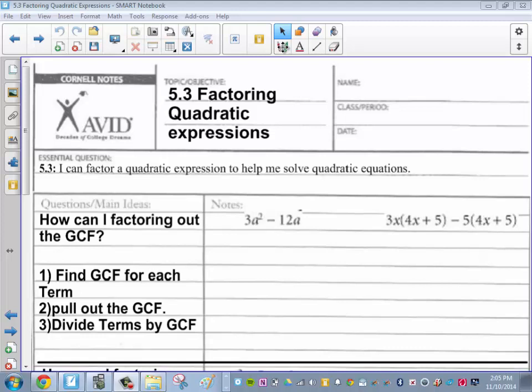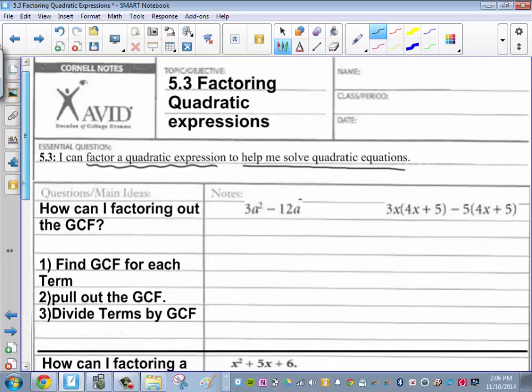Guys, in this lesson we are going to be talking about factoring quadratic expressions and using those factors to actually solve quadratic expressions, okay? So by the end of this lesson, what I would hope is that you will be able to factor a quadratic expression and use that factor to solve anything quadratic. That's my goal by this.